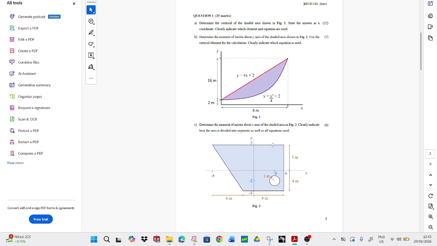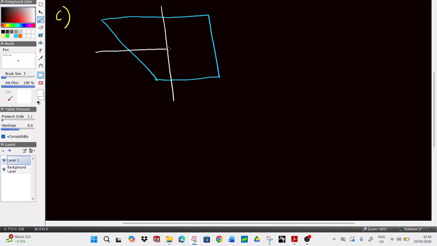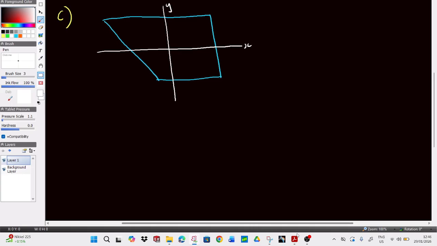We have a very simple shape. I think I'll have to redraw it in the paint software, so let me just redraw it. If I'm not mistaken, it's a trapezium, which looks like this. Let me draw the x and y axes first. Here is your x, here is your y axis.